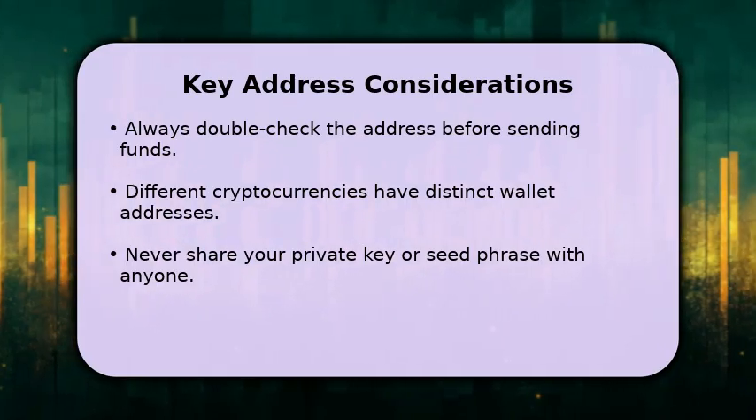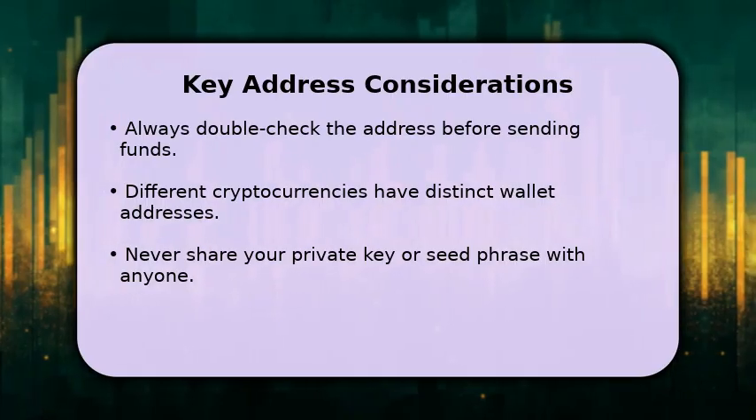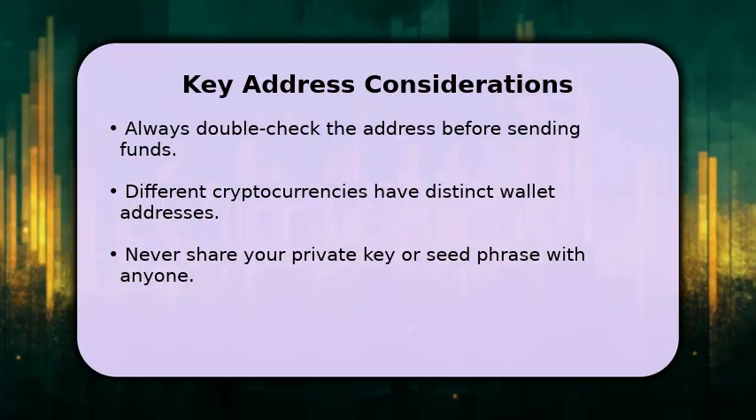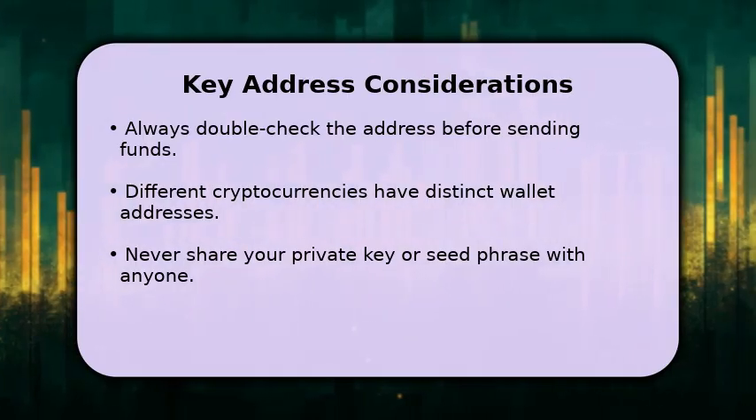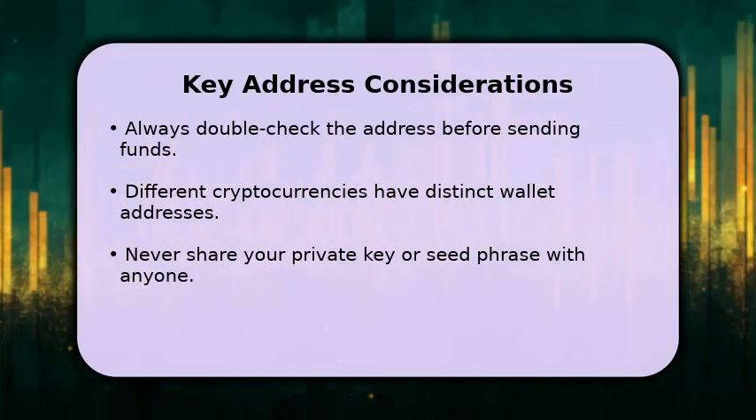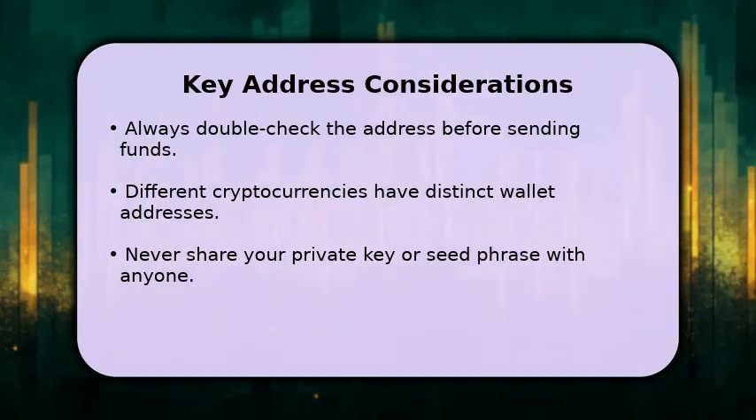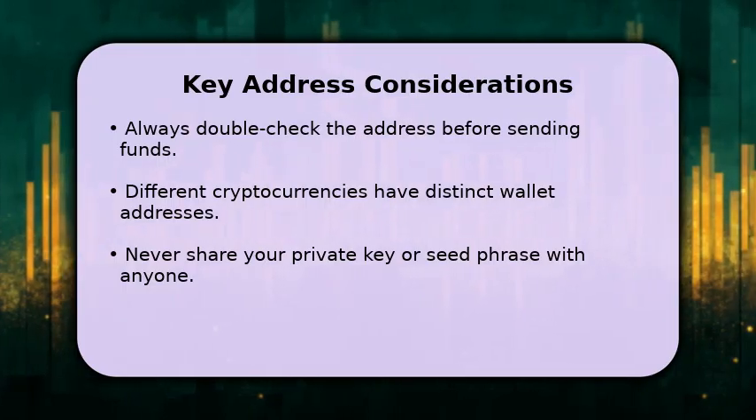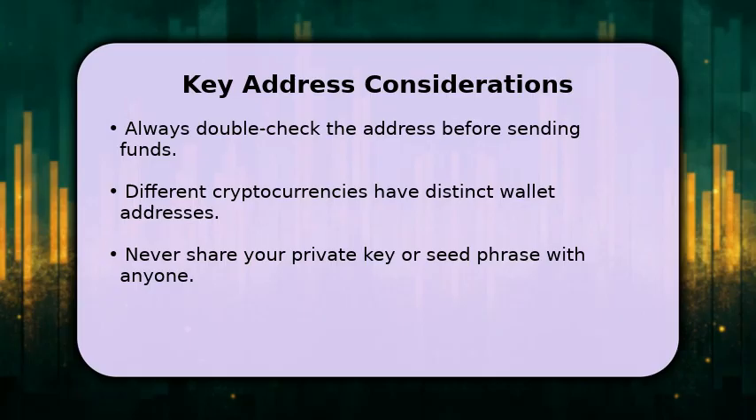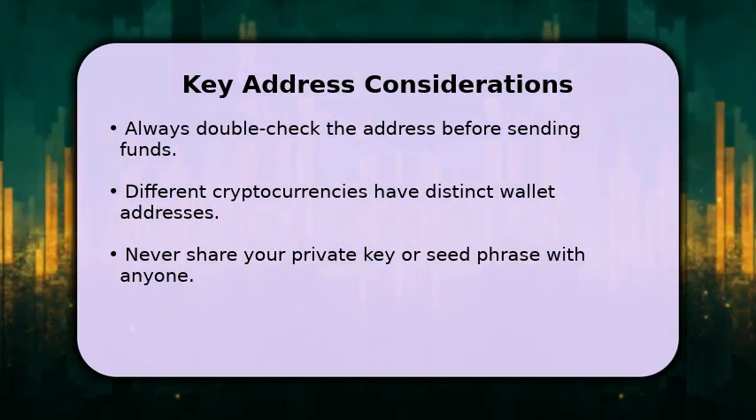When dealing with crypto wallet addresses, a few critical points are essential to remember. Always, and I mean always, double-check the address before initiating any transaction to prevent irreversible loss of funds. It's also vital to understand that different cryptocurrencies, like Bitcoin and Ethereum, have entirely distinct wallet address formats. Furthermore, never, under any circumstances, share your private key or seed phrase. These are the keys to your funds. A standard Bitcoin address, for example, is usually between 26 and 35 alphanumeric characters long.